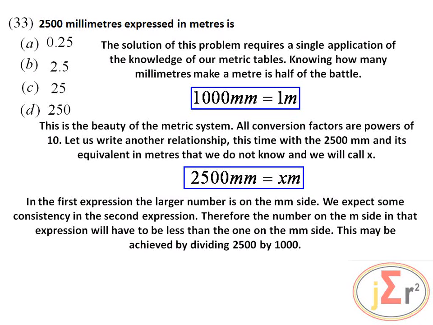2,500 by 1,000. Here we have 1,000 on the millimeter side and 1 on the meter side. Now we have 2,500 on the millimeter side. What do we expect? We expect, as the figure here is smaller than the one over here, the one here will also be smaller than the one that we have here. That will be achieved by dividing 2,500 by 1,000.